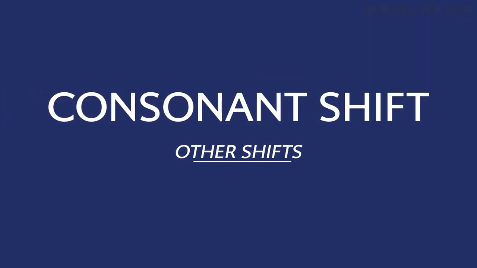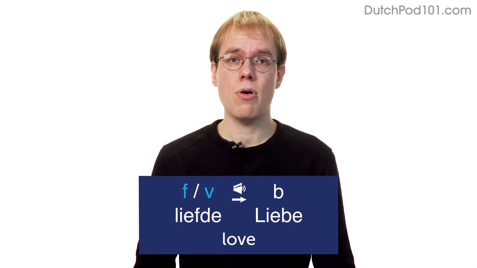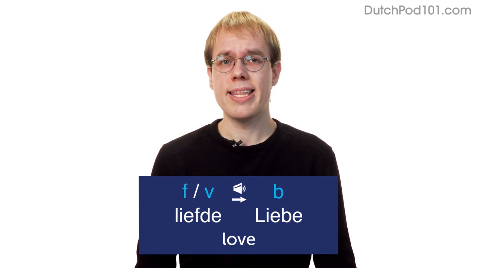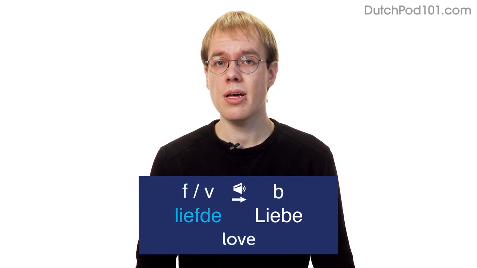The last three shifts happen somewhere, sometime along or after the High German consonant shift. The first one is like the other shifts mentioned before. The other two only concern the pronunciation of letters. The first one is that the f or v sound becomes a b sound. This can be seen in the word love. In Dutch, it's liefde, and in German, it's liebe.